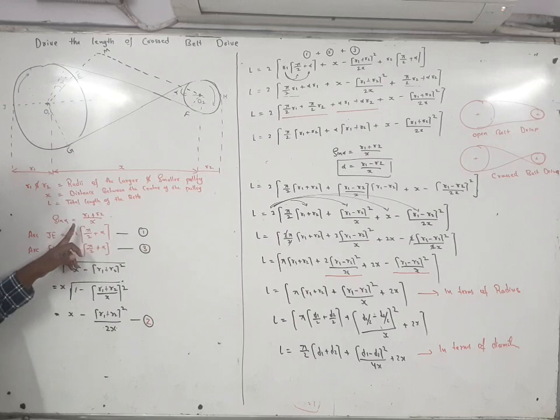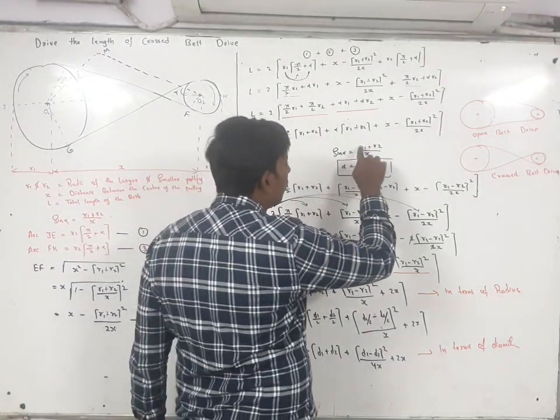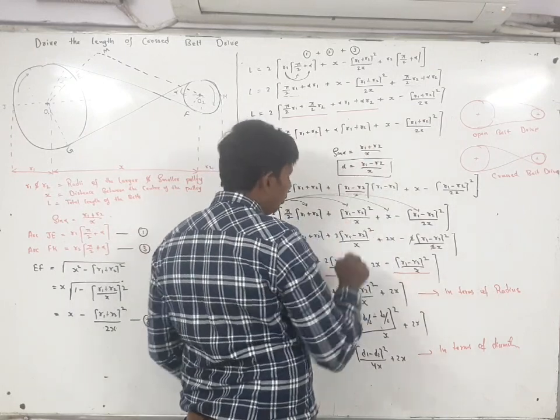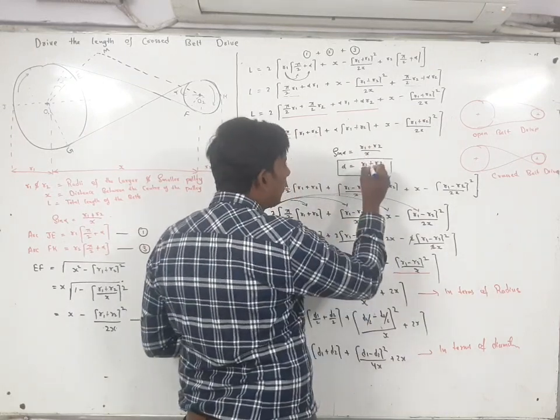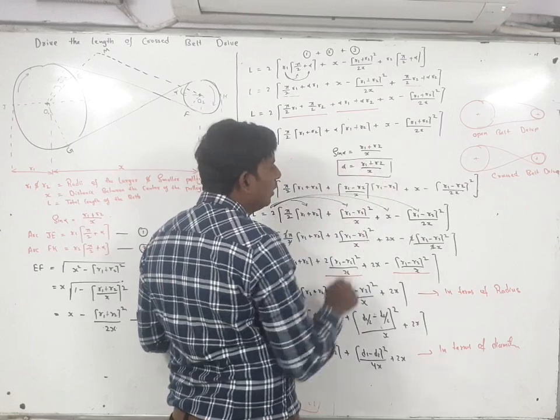From where did you get it? From here you got sin alpha is equal to R1 plus R2 by X. So, here you wrote sin alpha is equal to R1 plus R2 by X. So, alpha is also equal to R1 plus R2 by X.